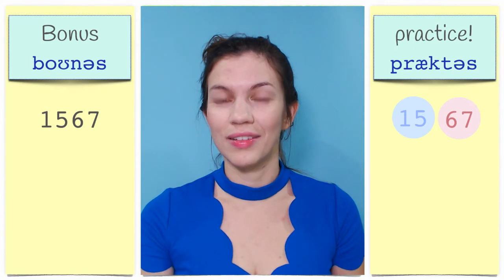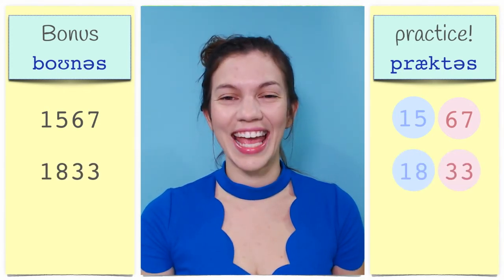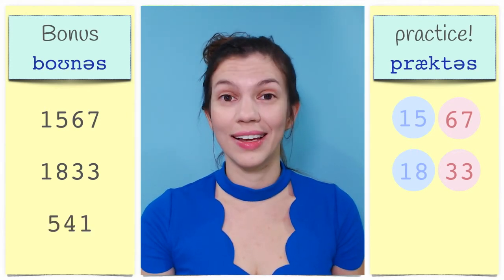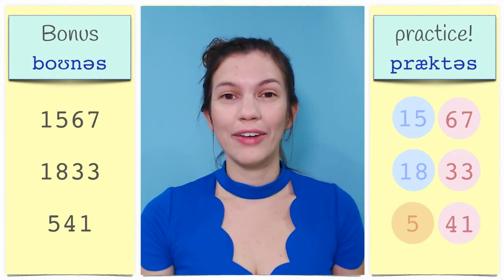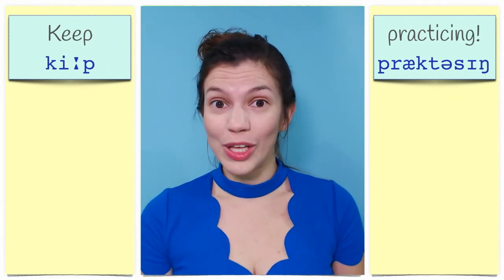1567. 1883. And even with the smaller number, 541. You still say it as if it's by itself. 541. All right, that's all for this lesson.